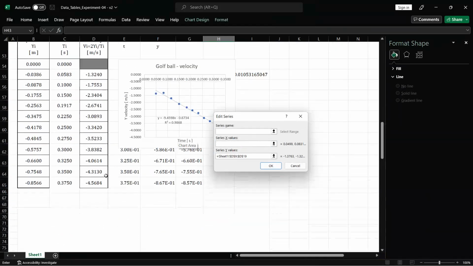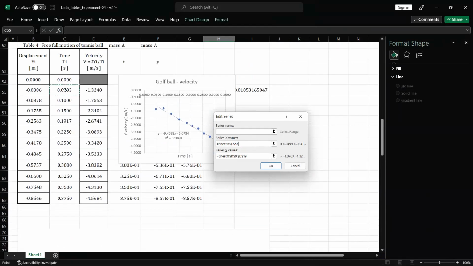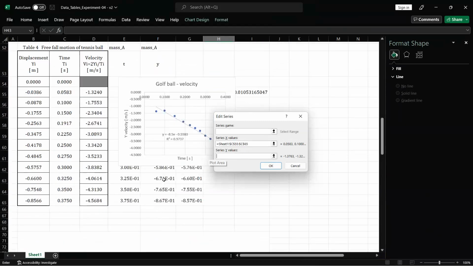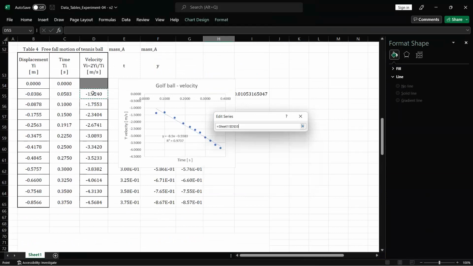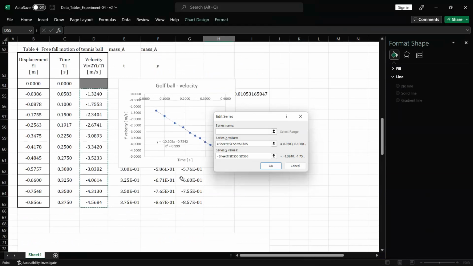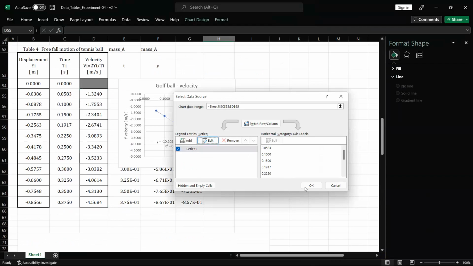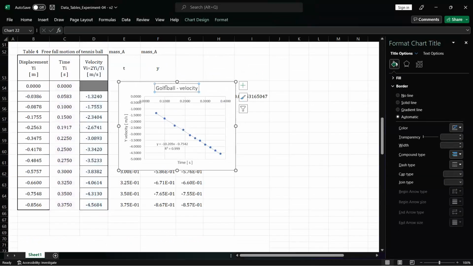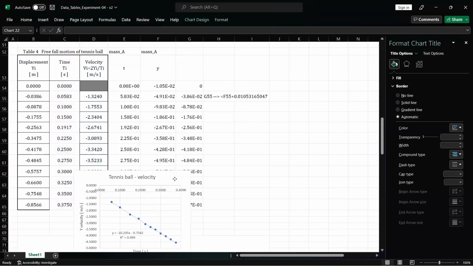Erase anything on x from the previous table, scroll down to table number six, and select the time values, keeping the zero. Erase anything on the velocity y values, go to table number six, select column D, click OK. Now this is the new velocity-time graph, this is the tennis ball. That's it. We don't need to do a lot of other editing, it's very simple.